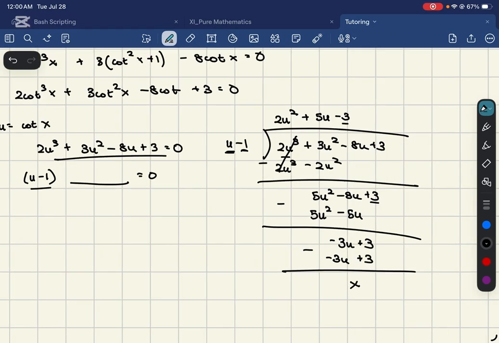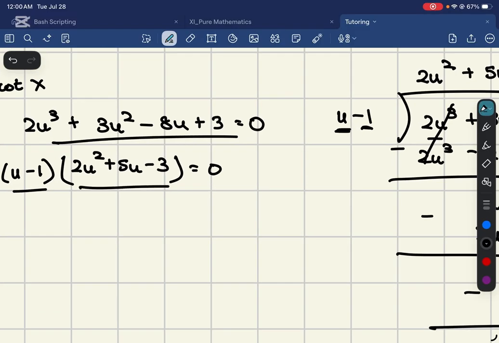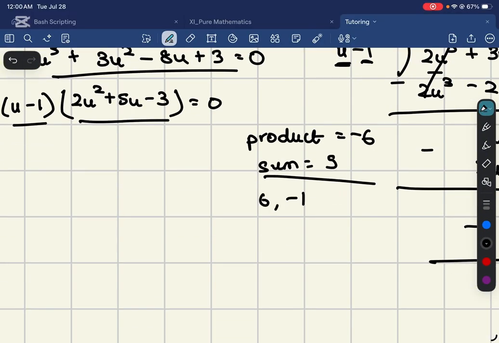So now I know my other term is just 2u squared plus 5u minus 3. Now let's see if I can factorize my second term. Well, the product is negative 6. The sum is positive 5. So I can do 6 and negative 1.